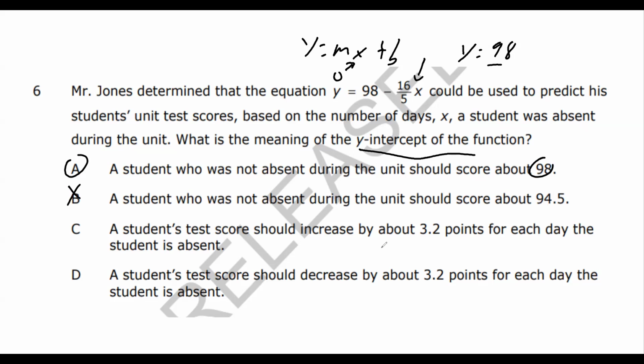C: a student's test score should increase by 3.2 points each day the student is absent. That doesn't really make logical sense. The more days you're absent, probably the lower your score is going to be. So it's not C. D's tricky.